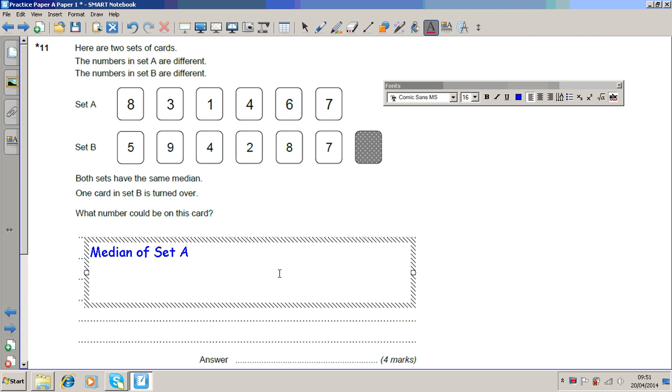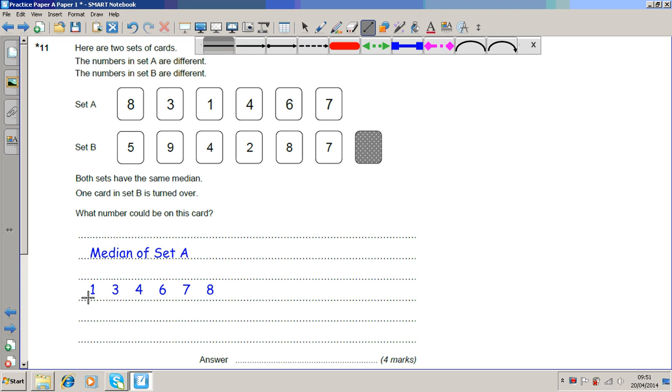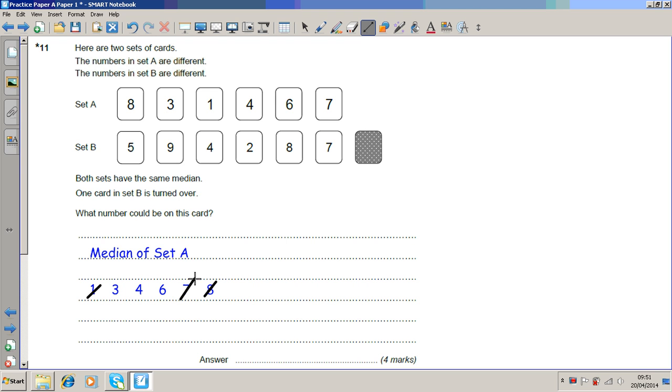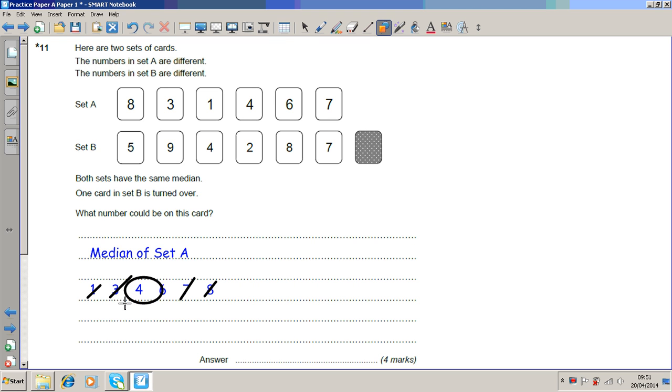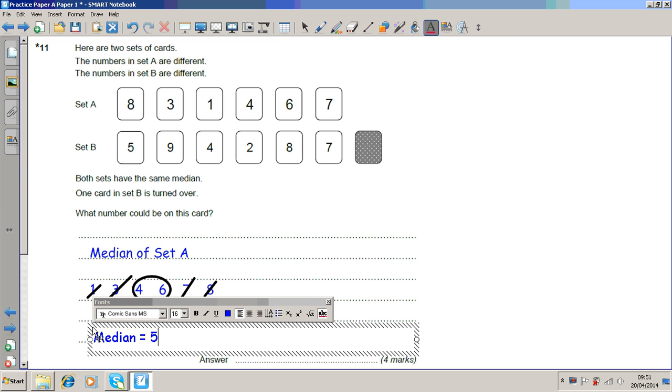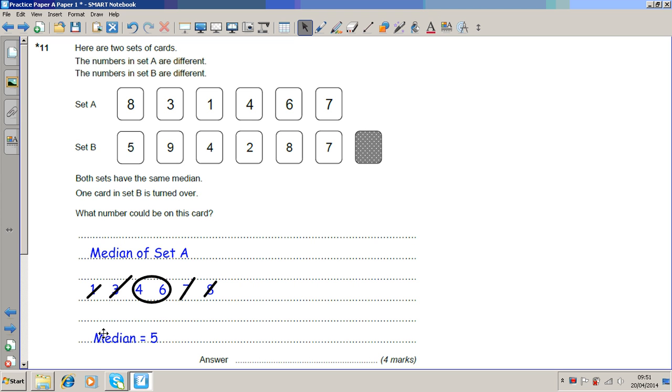First, to get the median, you put the numbers in order, find the middle number. So we've got 1, 3, 4, 6, 7, and 8, to put the numbers in order. And now what is the middle number of them? Well, highest and lowest taken off, highest and lowest, we're halfway between 4 and 6. So what number is halfway between 4 and 6? Median equals 5. So that's for set A.